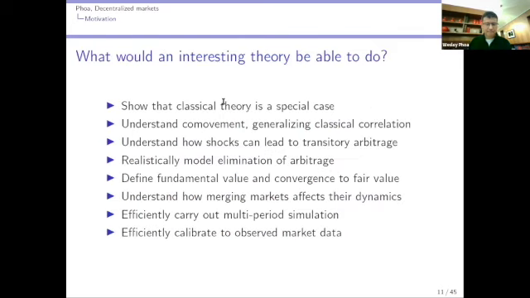So what I made a start or a stab at doing here is thinking about, well, what might be an interesting categorical theory of decentralized markets, and what should that theory be able to do, and hopefully it can do some interesting things. It can incorporate the classical theories as special case. It can help you understand how shocks lead to arbitrage and how arbitrage dissipates over time. Maybe you can talk about convergence to fair value as well. And maybe you can ask questions about what it means to merge markets together. What happens if you can trade across crypto exchanges or across equity venues?